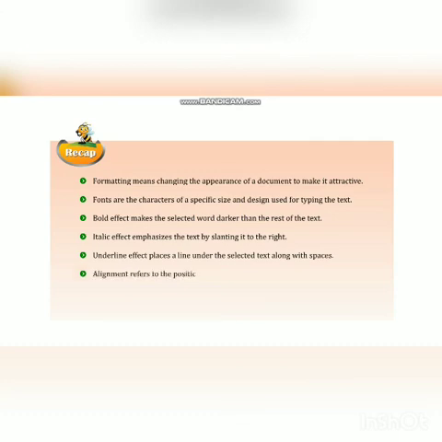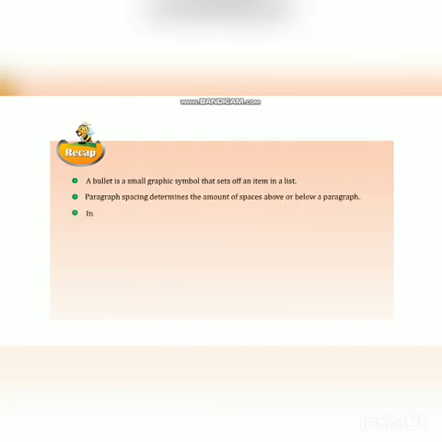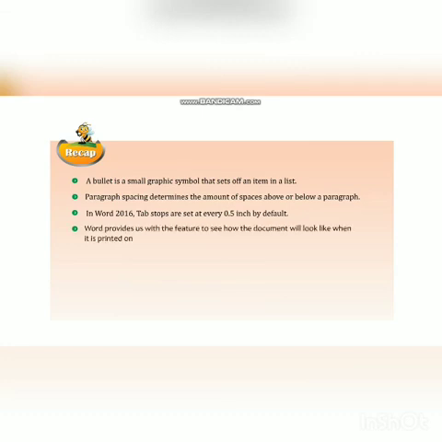Alignment refers to the positioning of the text on a page. Line spacing is the vertical distance between the successive lines of the text in a document. A bullet is a small graphic symbol that sets off an item in a list. Paragraph spacing determines the amount of space above or below a paragraph. In Word 2016, tab stops are set at every 0.5 inch by default. What provides us with a feature to see how the document will look when it is printed on paper? This feature is called Print Preview.